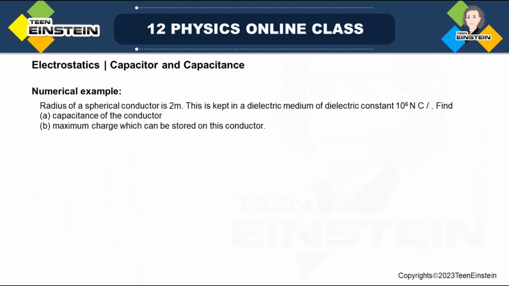Now we'll take one simple numerical example to understand how to calculate the capacitance. This example says the radius of a spherical conductor is given as 2 meter. It is kept in a dielectric medium of a given dielectric constant. I think the unit is actually Newton per coulomb.